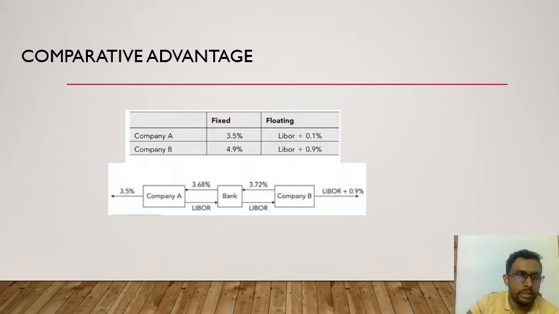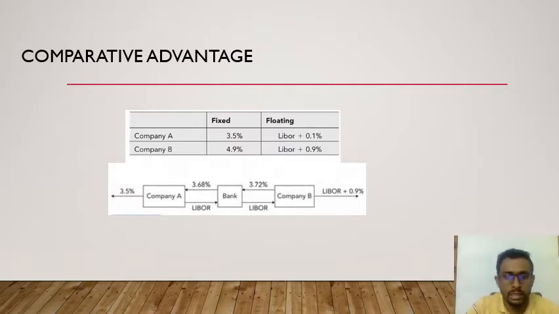The difference between the two interest rates in the fixed market is 4.9 minus 3.5, 1.4%. If A had a similar advantage in the floating market also, it should be 1.4% here too, but it shows only 0.8%. So comparatively, B has an advantage in the floating market. B has an advantage in the floating market and A has an advantage in the fixed market.